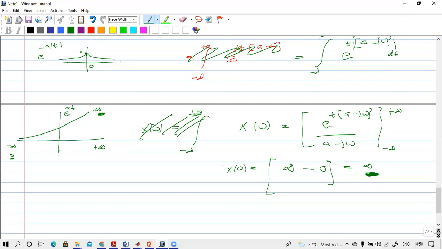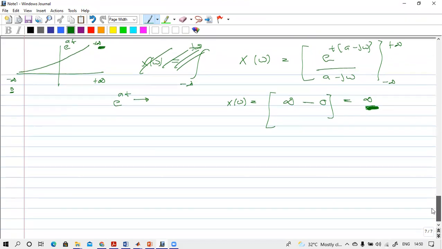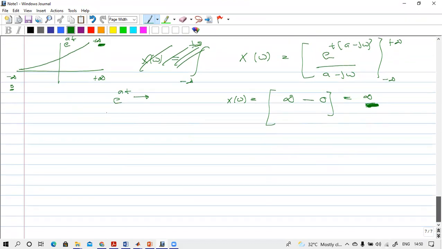So you can't actually evaluate this integral with limits. So you can see that if you are given e^(at) and you are asked to find the Fourier transform, it is not possible to evaluate it directly, because you can't find the limits here. Understand?